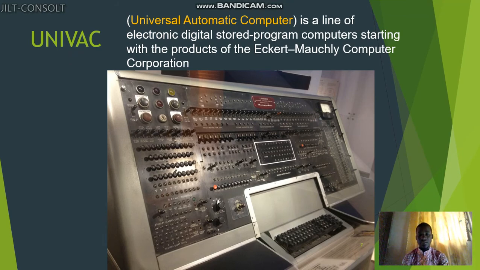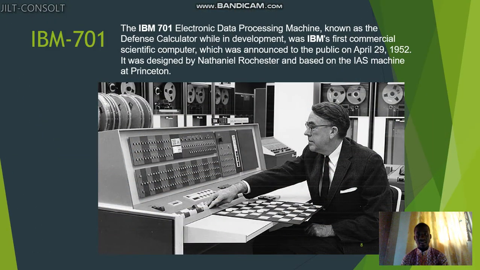Good. Now let's talk about the UNIVAC. The Universal Automatic Computer. As you can see, with this one they started reducing the size, and it was built by the Eckert-Mauchly Computer Corporation. Then there is another one, the IBM 701, more or less like the ENIAC, the electronic data processing machine known as the Defense Calculator, which was in development. This particular machine is mostly for calculations.